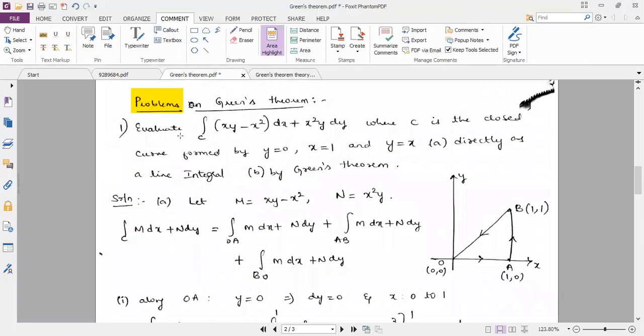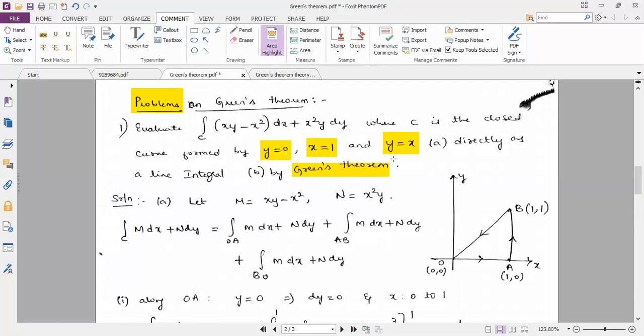First question: evaluate the integral over C of (xy minus x square) dx plus x square y dy, where C is the closed curve formed by y equals 0, x equals 1 and y equals x. Firstly, we are asked to obtain it directly as a line integral, and secondly, we evaluate it using Green's theorem. So the first part of the question says directly as a line integral. Let's see how to do it.